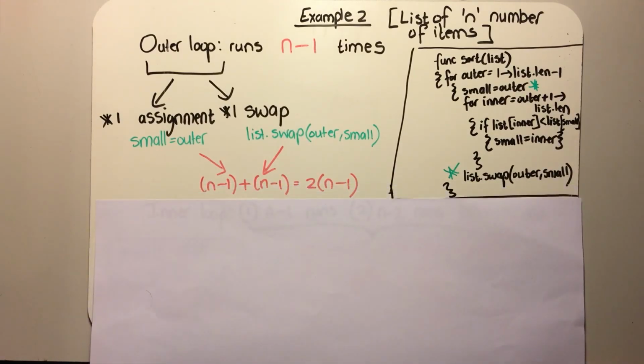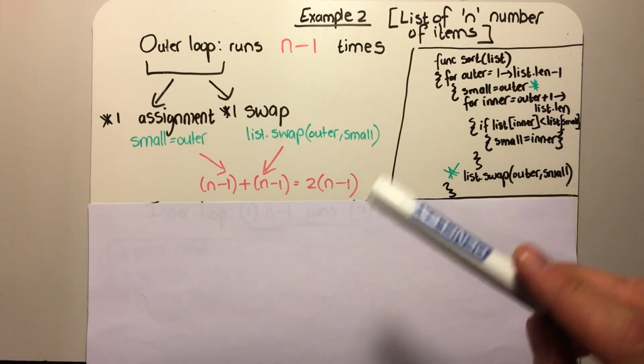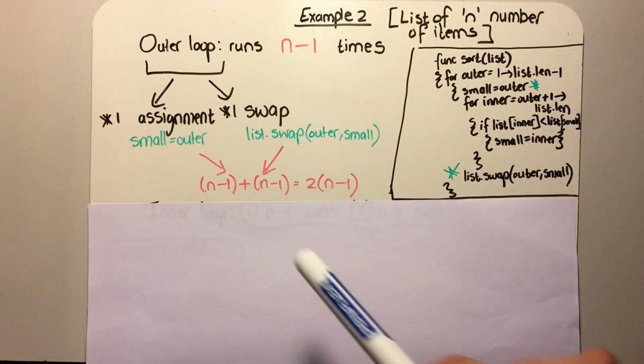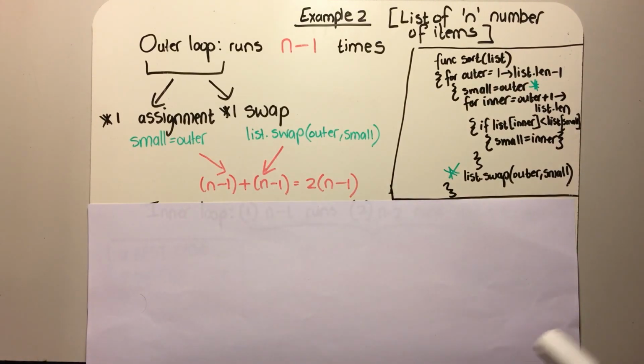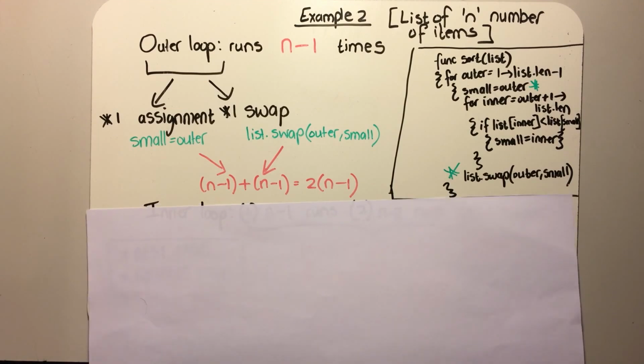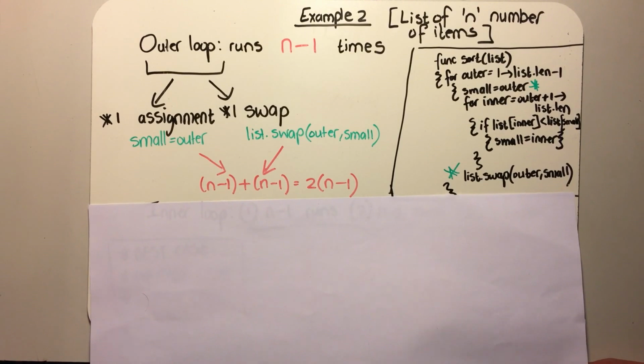So how do we write this in terms of the function? Or in terms of maths, rather. We can say the one runs n minus 1 times, plus the other one runs n minus 1 times, so that means 2 times n minus 1 times running time. So 2 times the amount of data minus 1.